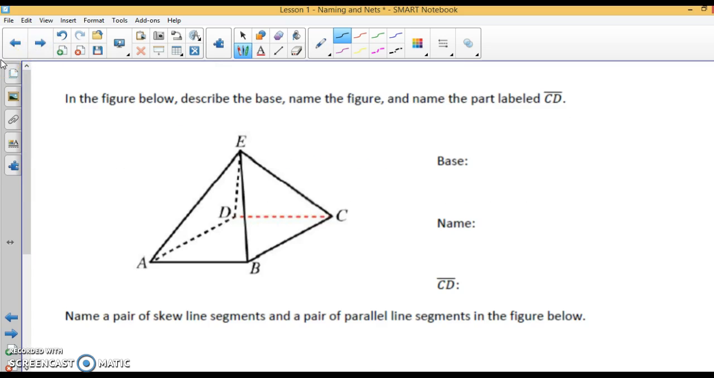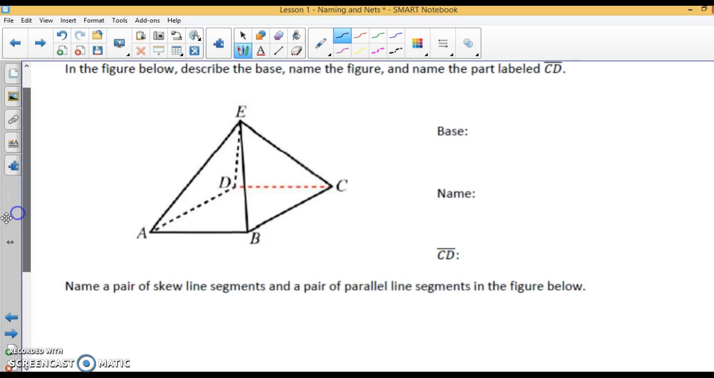All right, first of all, that's a pyramid. It's got one base and triangles. In the figure below, describe the base, the name of the figure, and the part that is labeled CD. So, the base of this pyramid is right here, and we're going to call that a rectangle.